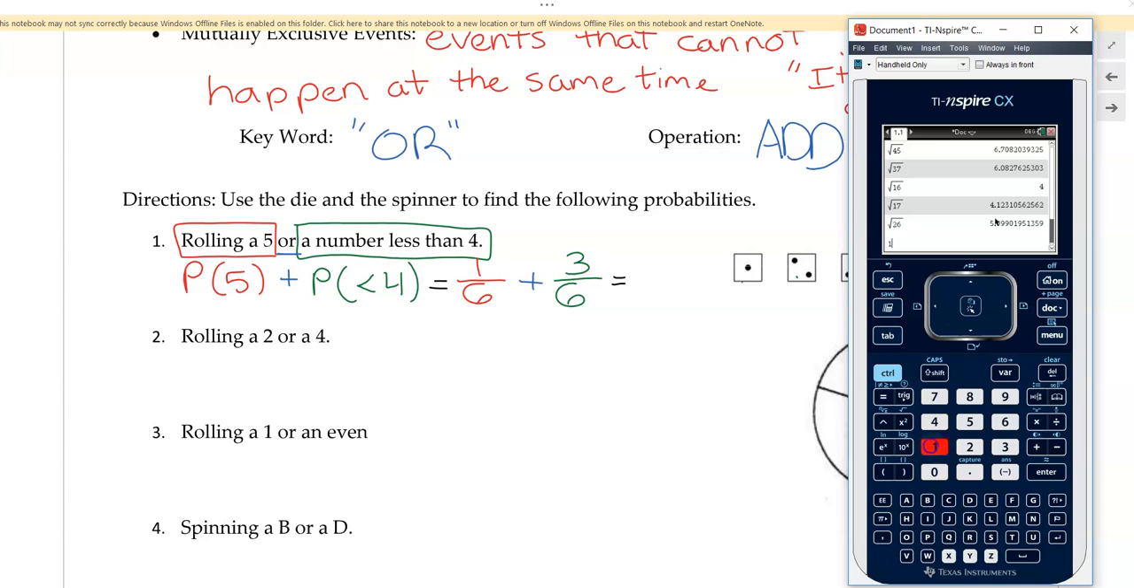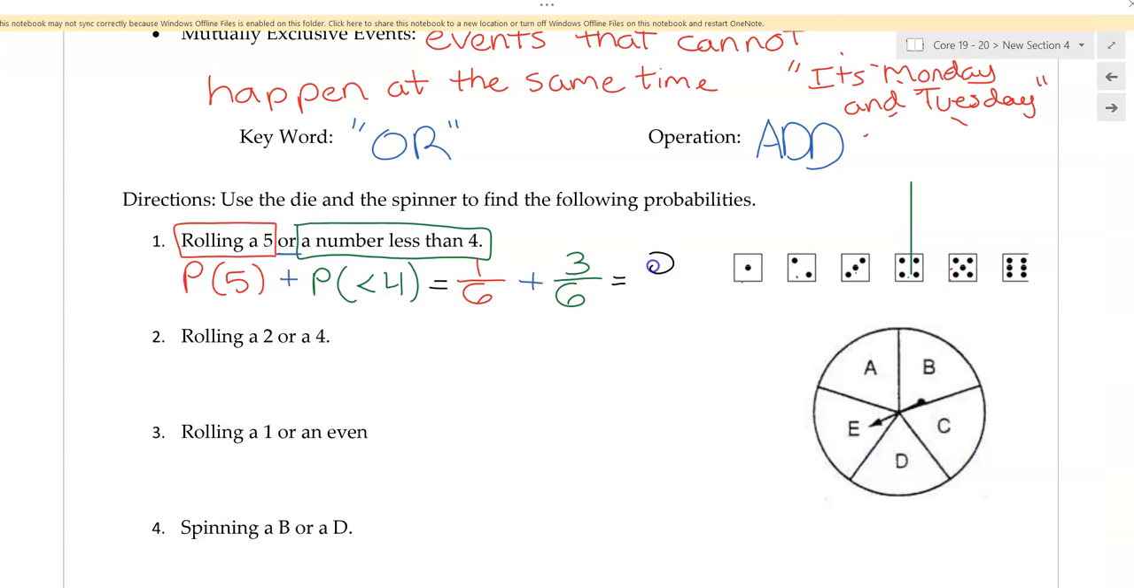But if you use your calculator to add, you can just do 1 divided by 6 plus 3 divided by 6, and it will automatically reduce the fraction for you. So if you like to practice adding and reducing fractions, feel free. But if you're struggling, I would use the calculator just to make sure, especially on quizzes and tests, that you don't lose your points by just having an adding error.